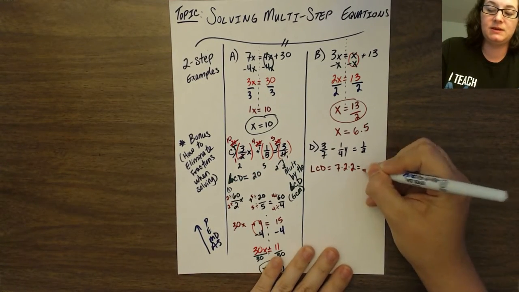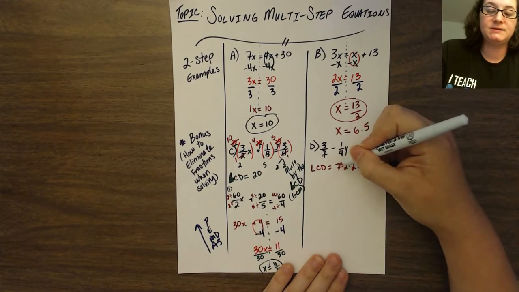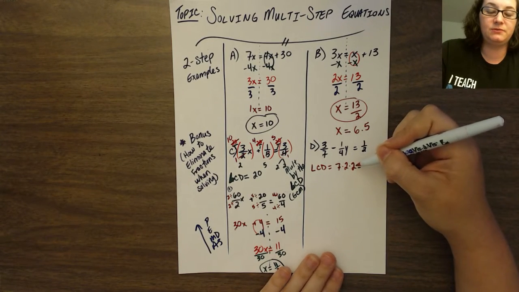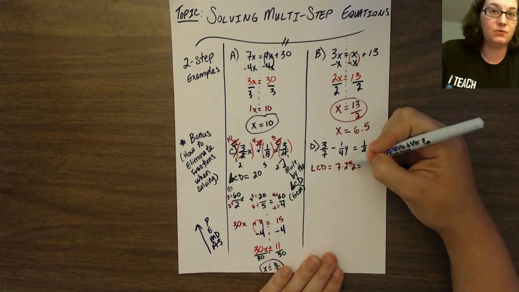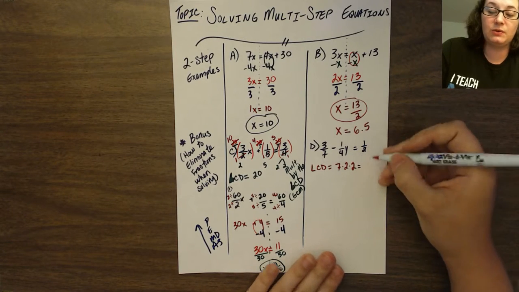So that means that my LCD is 7 times 2 times 2. And 7 times 2 is 14. 14 times 2 is 28.